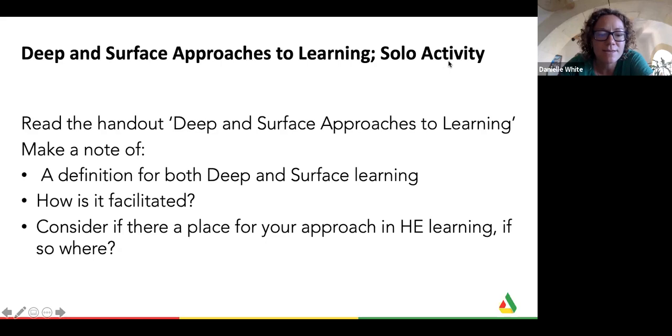I'd like you to then consider if there's a place for your approach in higher education learning, and if so, where? What sort of spaces might facilitate a surface learning approach? And what sort of spaces might facilitate a deep learning approach? So how do the differences in these approaches benefit different disciplines, different types of learning?